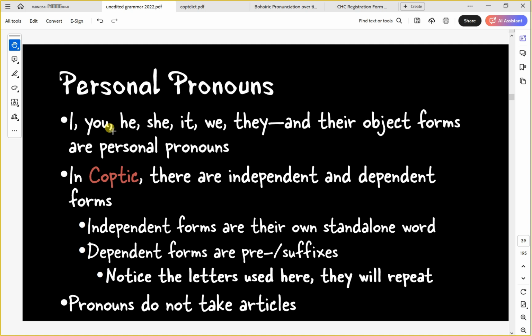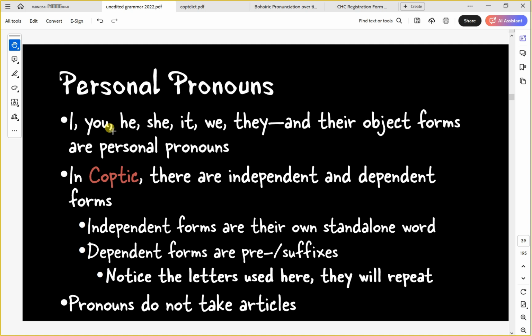The dependent form is usually a prefix or a suffix or any type of affix. And I put here bold letters. Notice the letters used here, they will repeat. I will reiterate them both here and when I jump to the other section. So the dependent form, it's not a whole word, it's just a suffix or a prefix. That's the key thing, the dependent form. The independent form is where it's its own word.